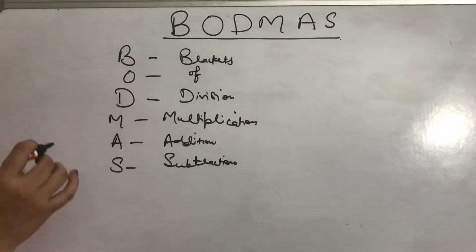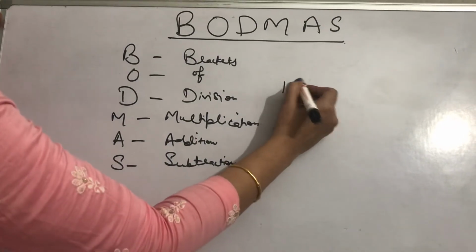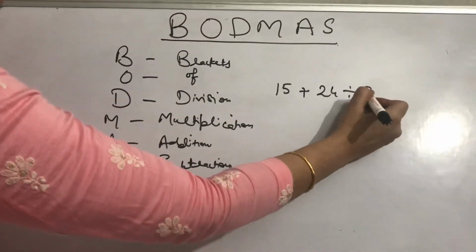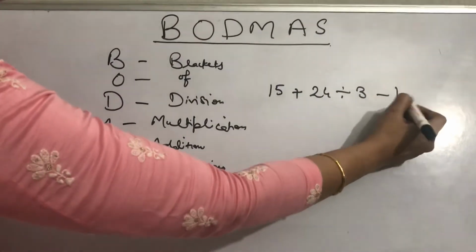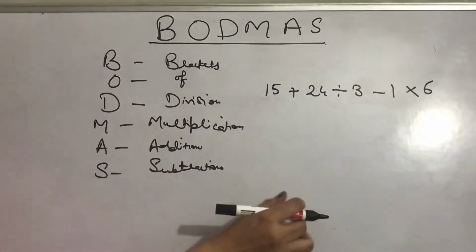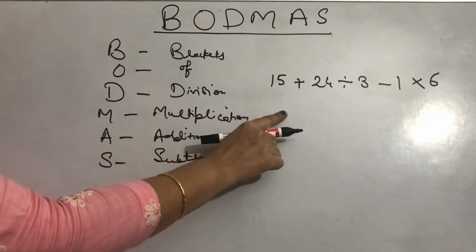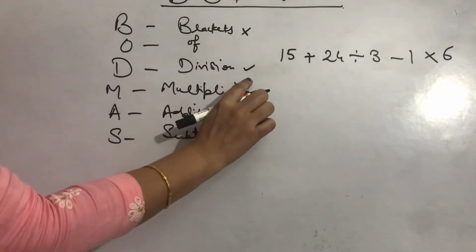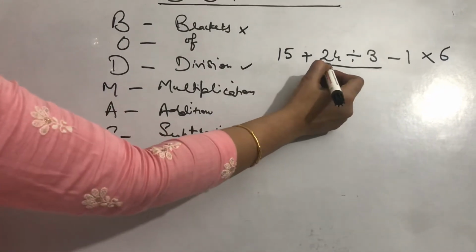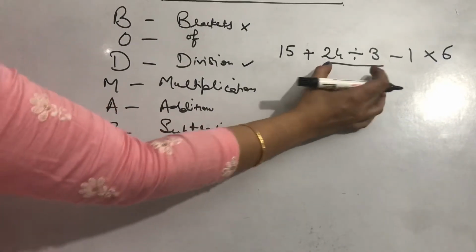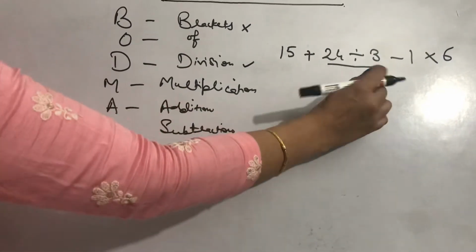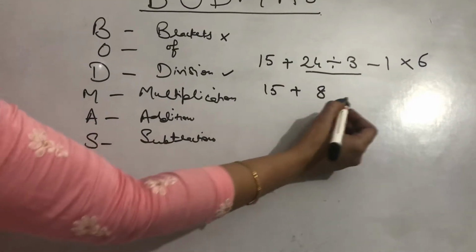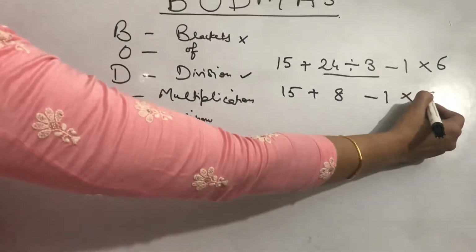For example, the question is 15 plus 24 divided by 3 minus 1 into 6. Here we have no brackets, so that step is not followed. We will start from division. This is division. First we will solve this part. This will become 3 8s are 24, so 15 plus 8 minus 1 into 6.